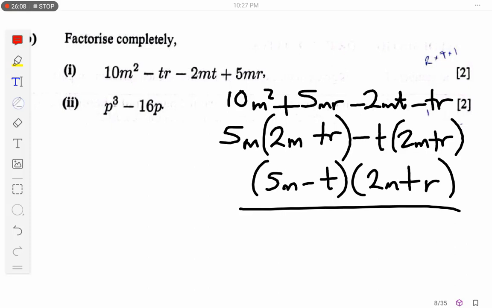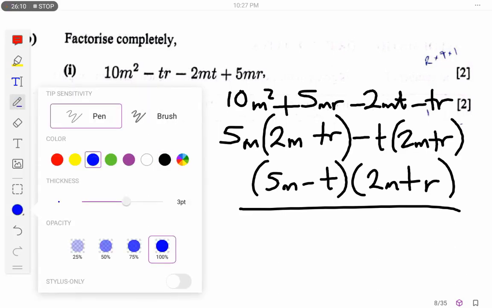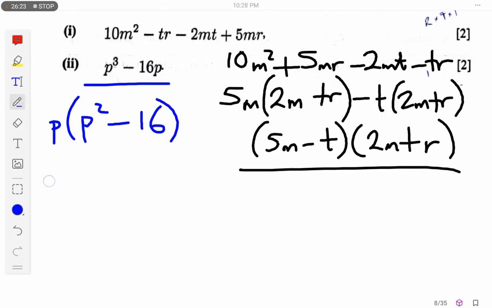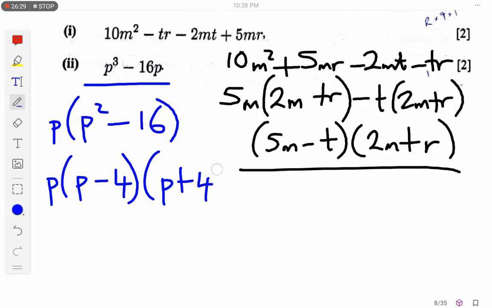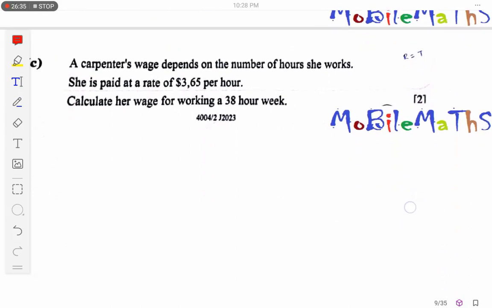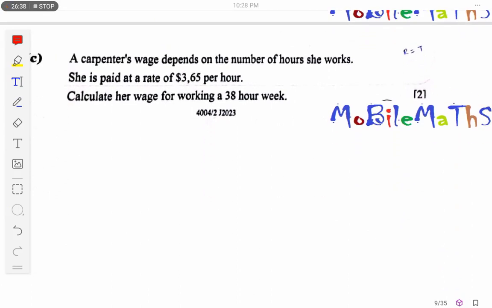Now this other one, guys, here we have a common factor, which is p. So I can take out p first and remain with p squared minus 16. P squared minus 16 is a difference of squares, so I can easily write it and say, okay, it is going to be p minus 4 and then p plus 4, like this. So we have finished factorizing that one. Okay, now let's move on to the last question for this part.